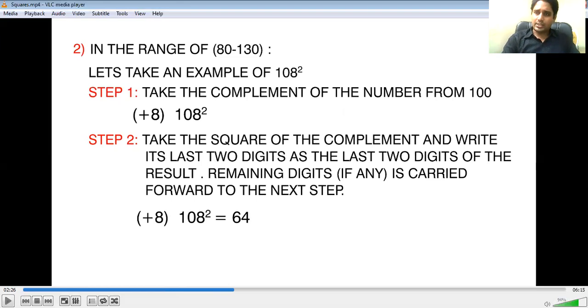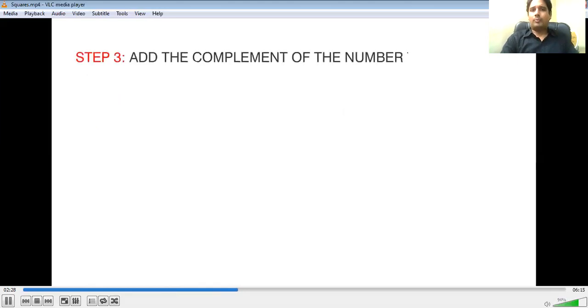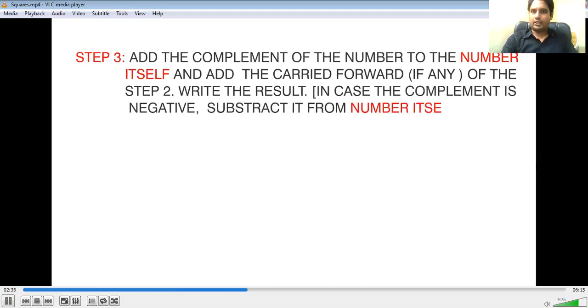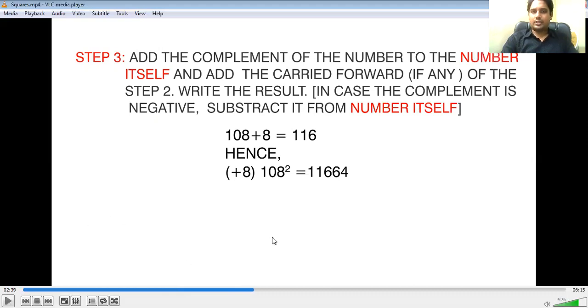Now in step 3, there is a slight change. Whatever number you are taking to find out the square, you'll add the complement or subtract the complement from that number itself. In this case, 108 is the number. Complement is plus 8. So step 3 says add the complement to the number itself and the carried forward of step 2, and write the result. So in this case, 108 plus 8 is 116. Your answer is 11664. Now this mechanism is very easy. You just have to add the complement to the number itself, which is very easy to solve.